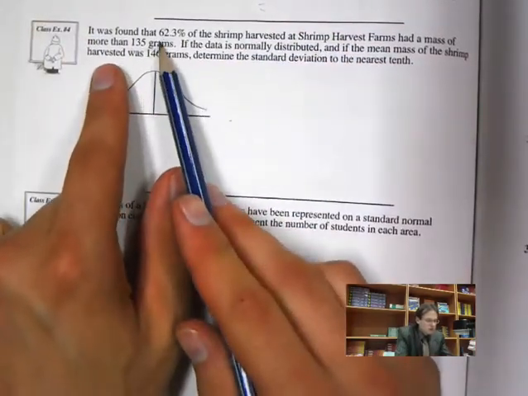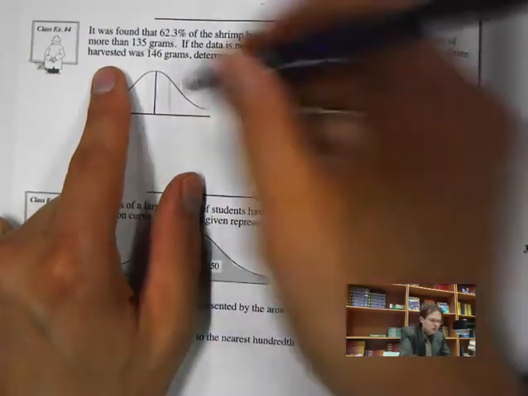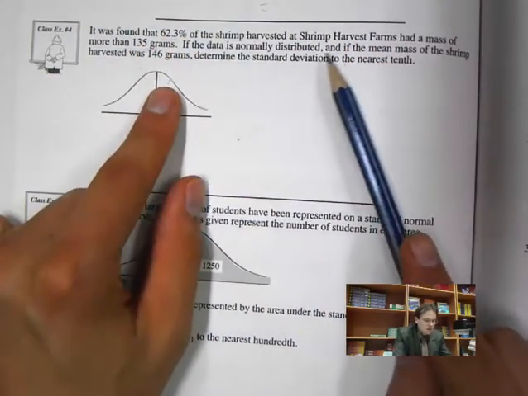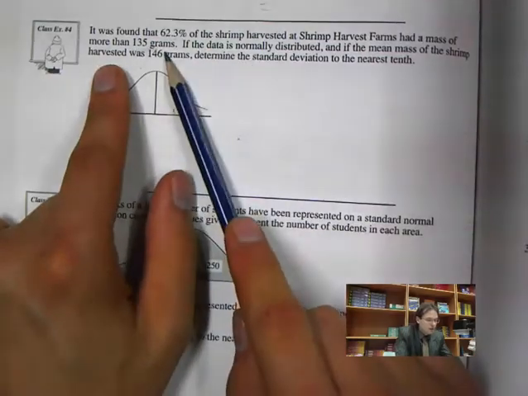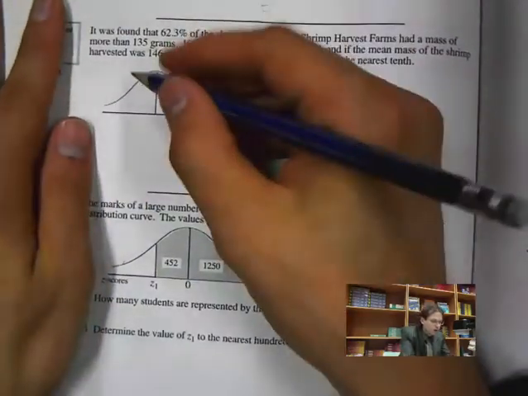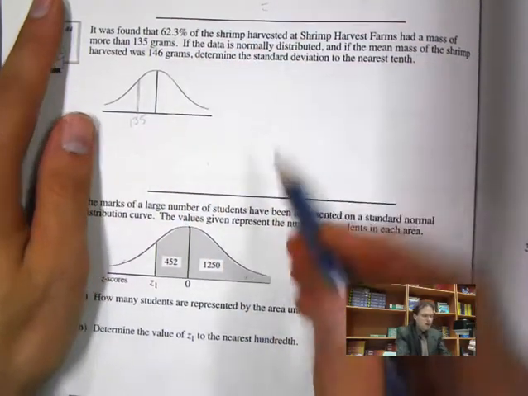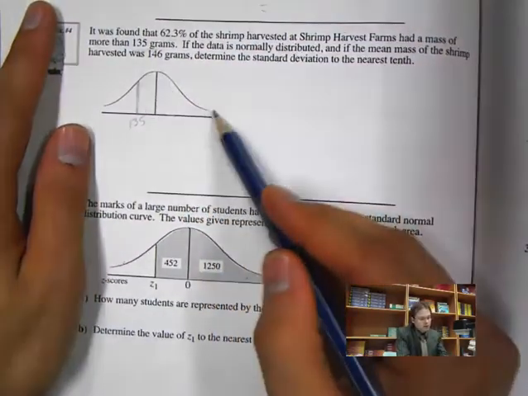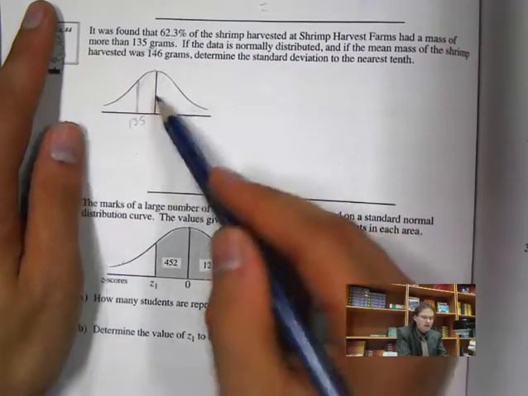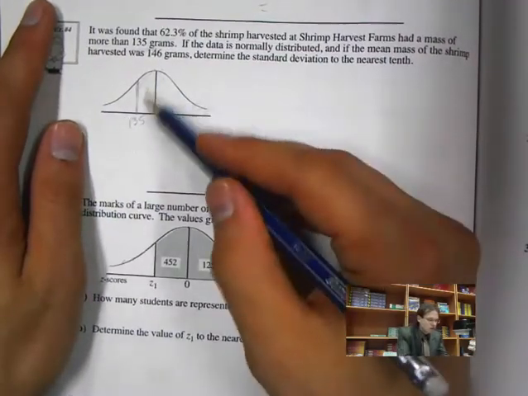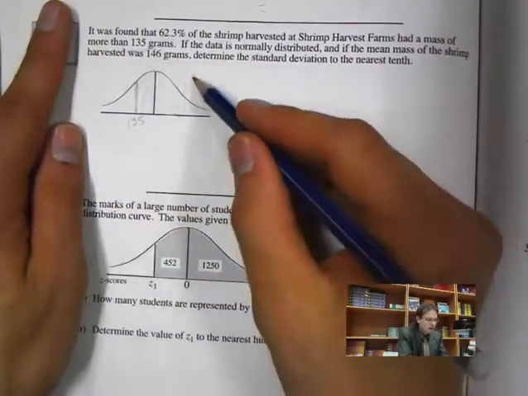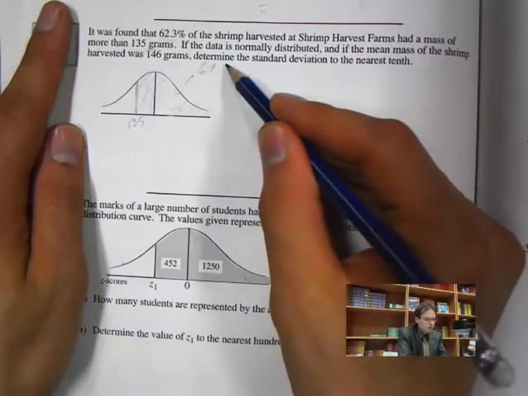So 62.3% of the shrimp harvested had a mass of more than 135. That's more. So 135 is somewhere over here. And 62% is more, because remember, the mean is 50%. So we want all of this. We know that is 62.3%.